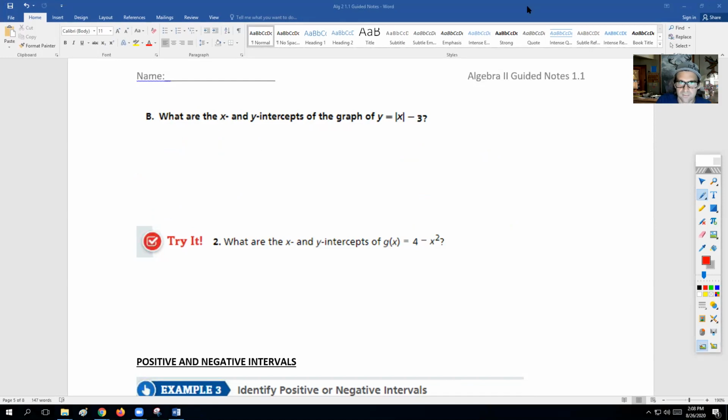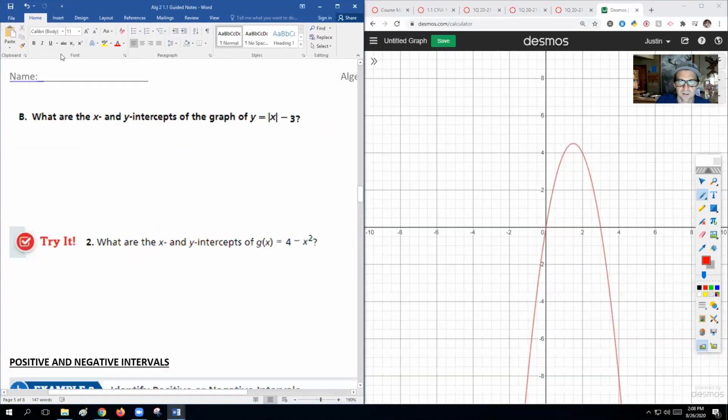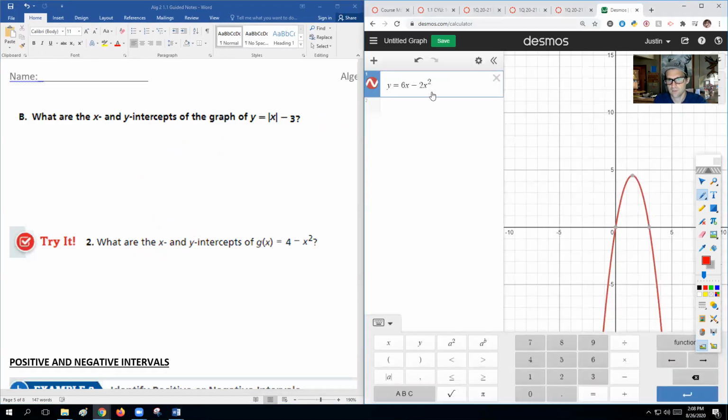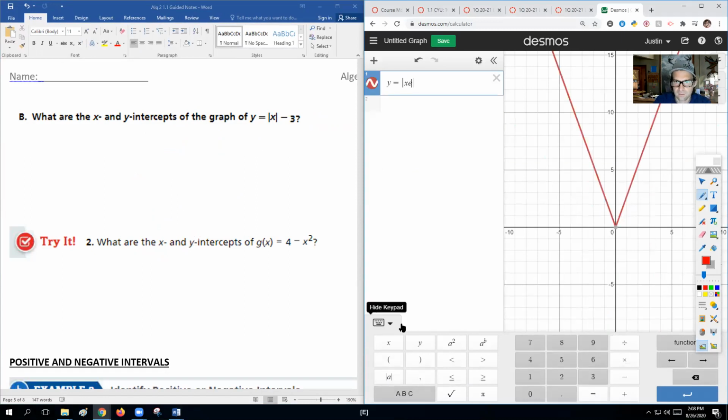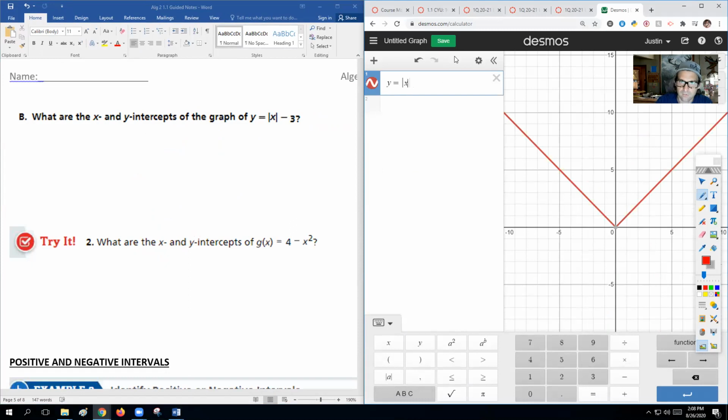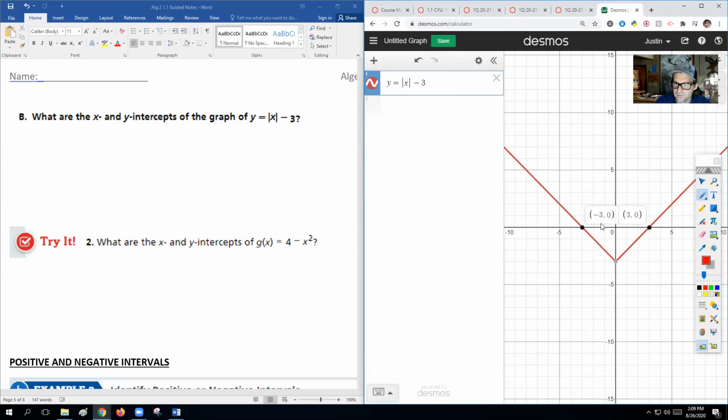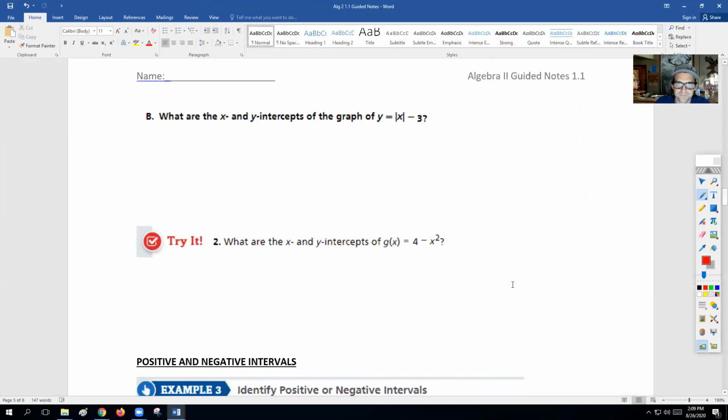All right, so let's go to Desmos. Can you guys see that? Yep. All right. We got the absolute value of x minus 3. And just click on these. Where does it cross the x-axis? -3, 0, and +3, 0. Where does it cross the y? 0, -3. Yeah, we're pretty smart.